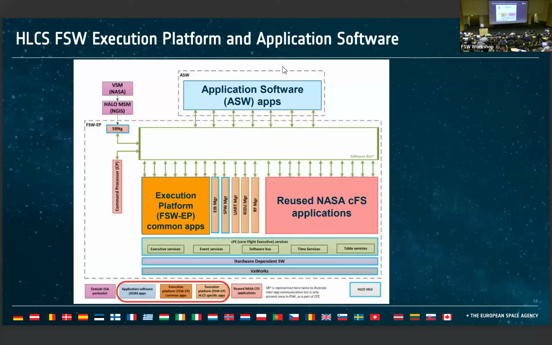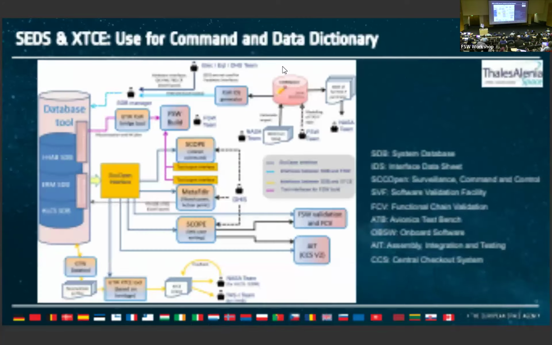So overall, it looks like this. Yeah, so there you have the execution platform. You have dedicated low-level apps. You have a configurable set of NASA apps. And then you have specific application software. So this example is HLCS, but it looks the same on every other ESA computer. And this is basically an instance of CFS, which communicates with, in this case, the Halo module instance of CFS, which communicates to another instance of CFS, which is at the level of the vehicle.